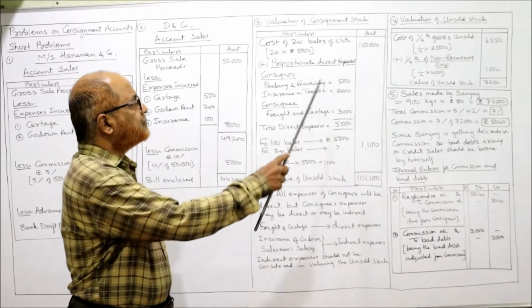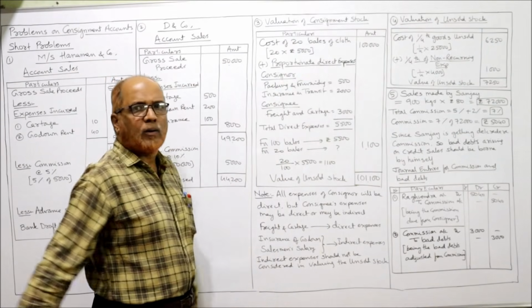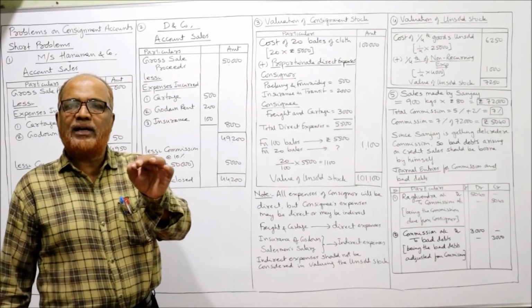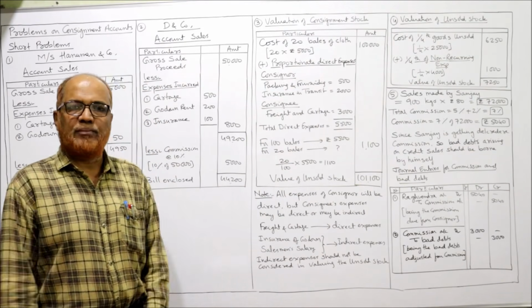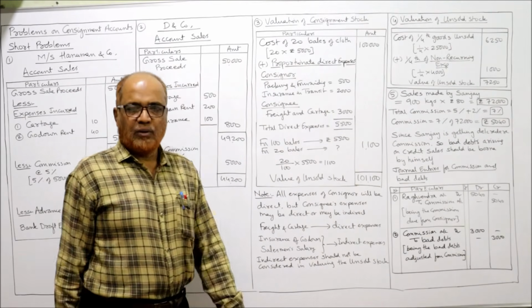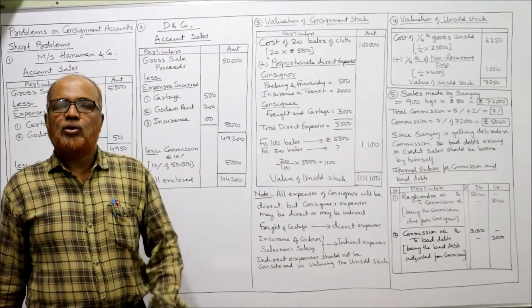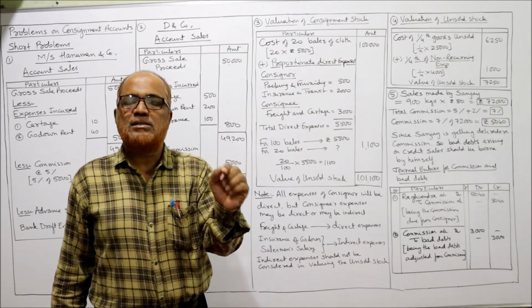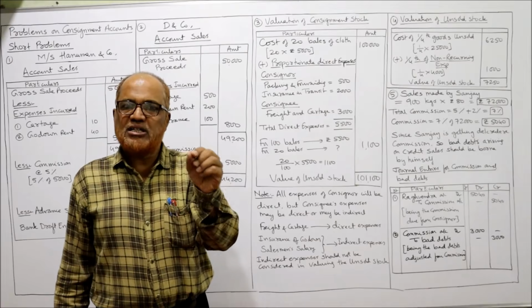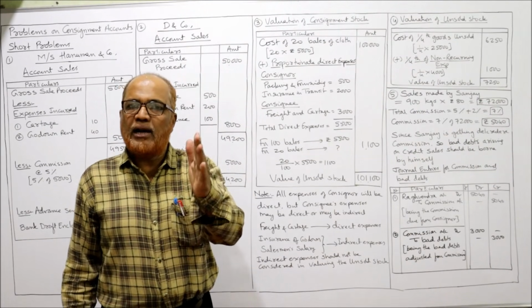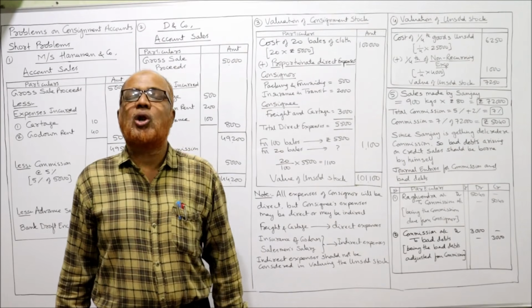20 bales are there. Valuation of consignment stock. The cost of 20 bales of cloth, because 20 bales are unsold stock. So 20 into rupees 5,000, 1 lakh rupees is the cost. To this we add proportionate direct expenses. We call it direct expense or we call it non-recurring expense.